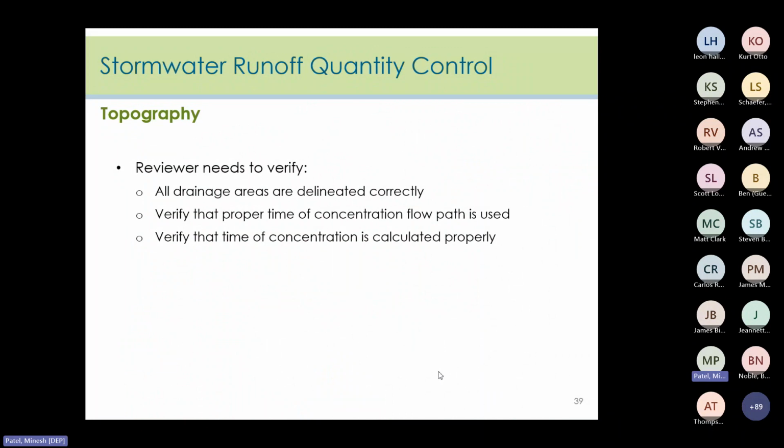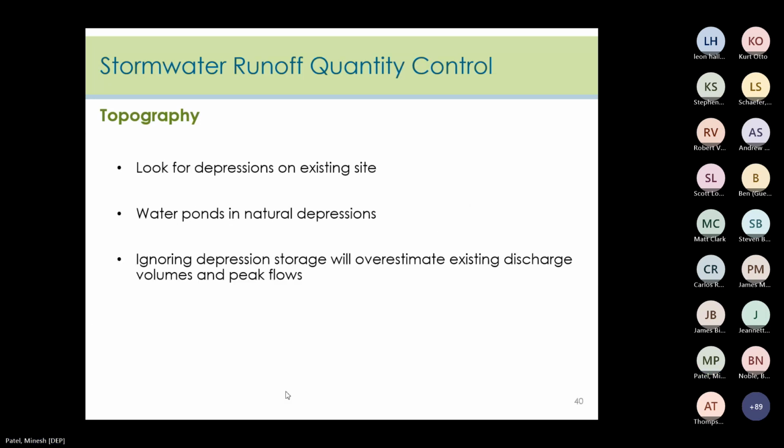To prevent those issues from occurring, the reviewer must verify that all drainage areas are outlined correctly, the proper time of concentration flow path is used, and the time of concentration is calculated properly. The reviewer needs to make sure that any natural ponding on site is included in the model. This is often overlooked, and ignoring it for the existing condition means the allowed proposed volumes will be larger than they actually should be.